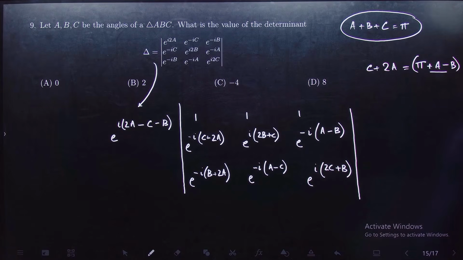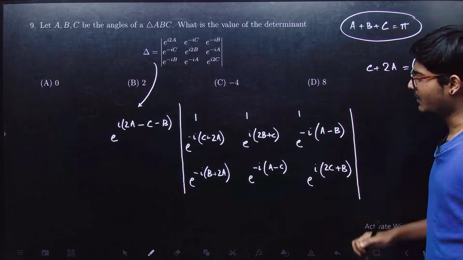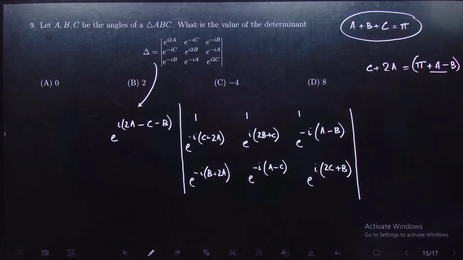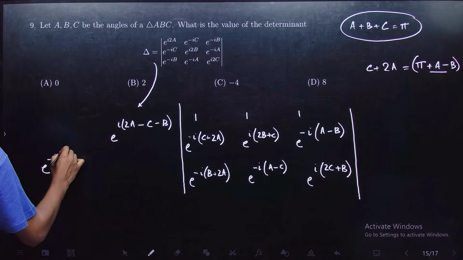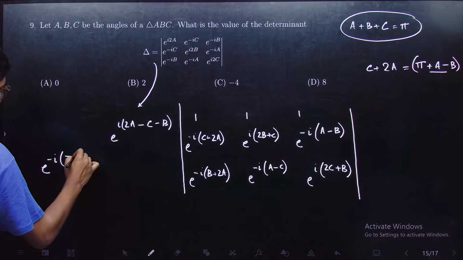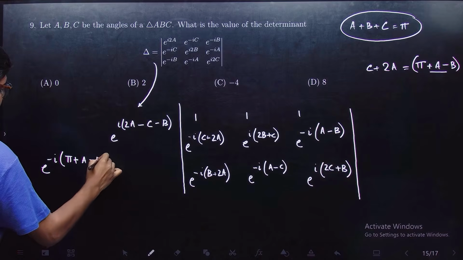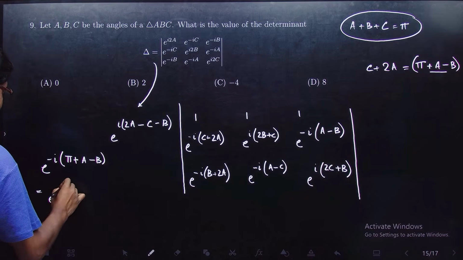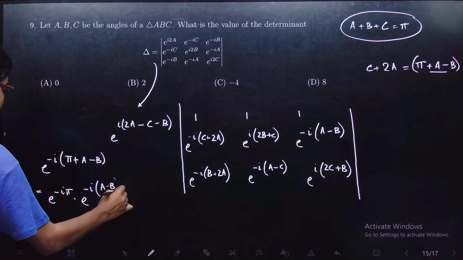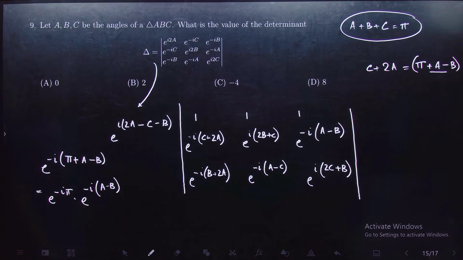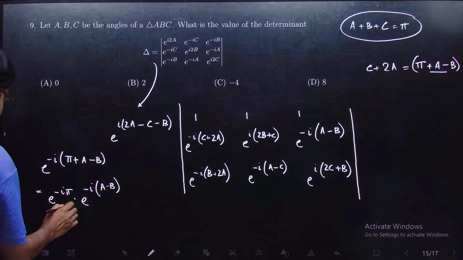Fine. Similarly, for the second one, 2b plus c. Now see, e to the power minus iota times this, right? What can I rewrite this as? If I plug this here, looking at the first term, what will I get? I'll get minus iota times pi plus a minus b, which can be written as e to the power minus iota pi times e to the power minus iota times a minus b, right? So e to the power iota pi is equal to minus 1, so e to the power minus iota pi should also be equal to minus 1. This is also going to be minus 1.